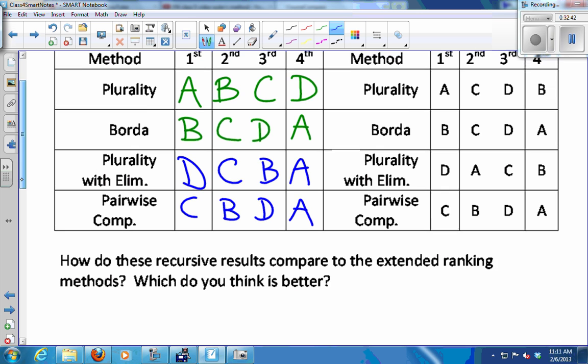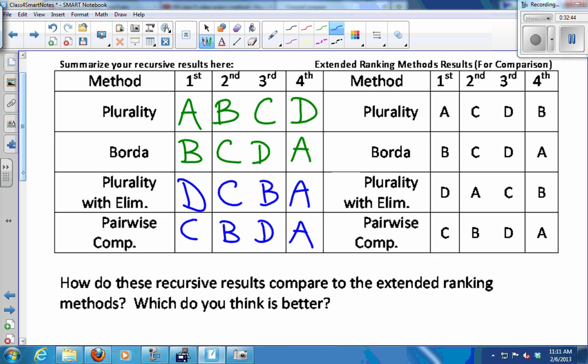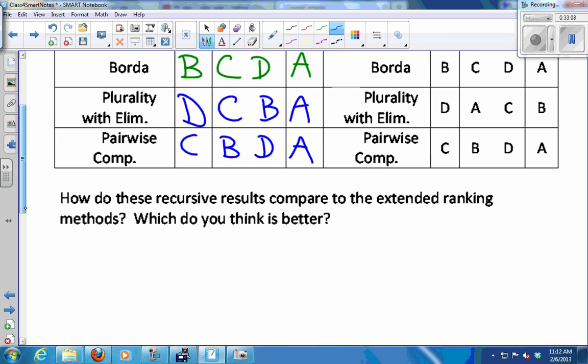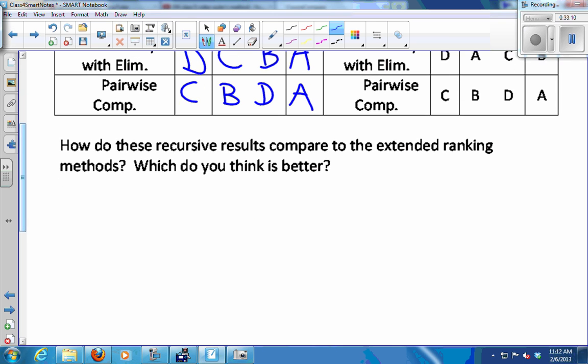All right, so what do you think? Which method do you think is better, recursive or extended? Extended is quicker, big plus. Recursive is pretty tedious. If you programmed a computer to do it, it wouldn't be a big deal, right? You get a lot of practice doing recursive, so it'll help you remember the methods. So extended is quicker.